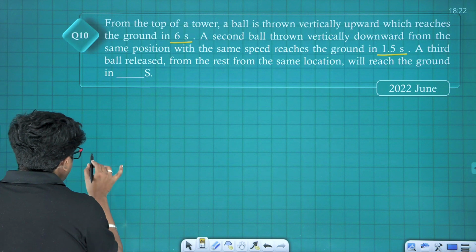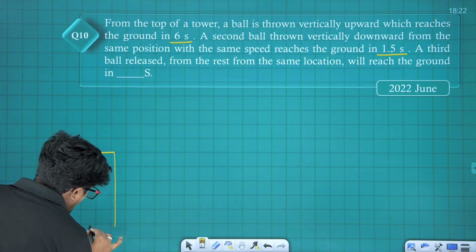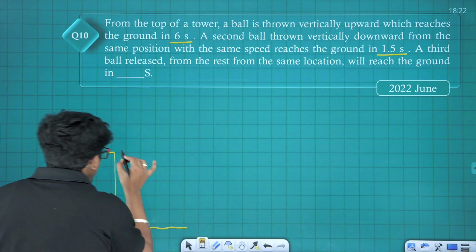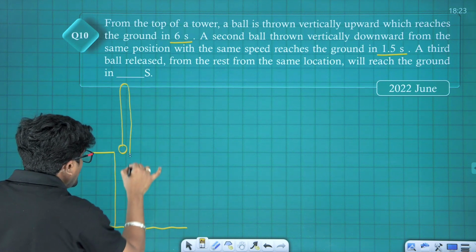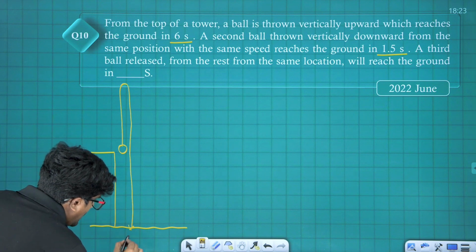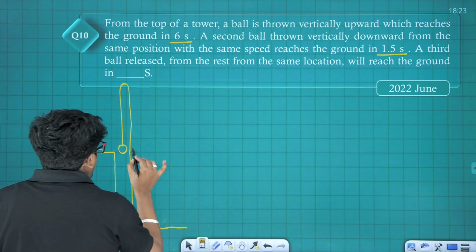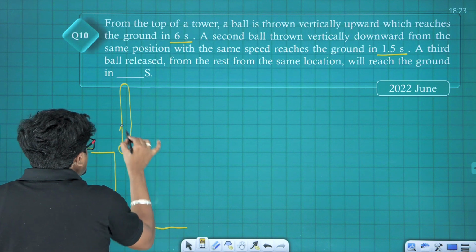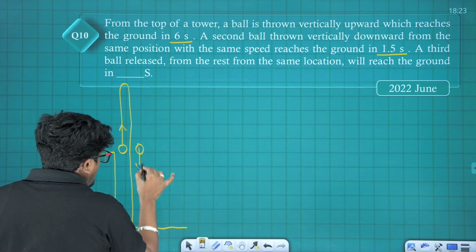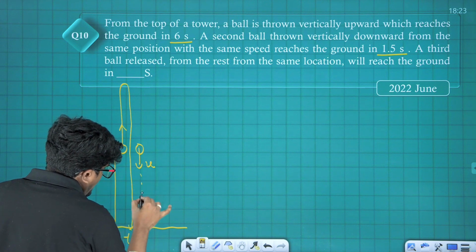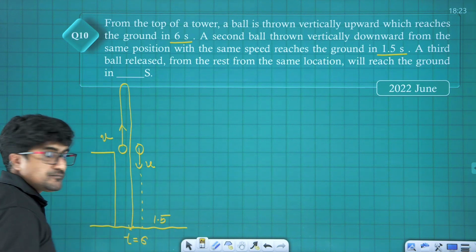So let this be the tower. Let this be the ground. I am throwing a ball in the upward direction. It will reach the maximum height and it will come back and hit the ground. And this is happening in t equal to 6 seconds. Now, if this is thrown with the speed of u meter per second in the upward direction, this is again thrown with the same speed and it is reaching here in 1.5 seconds.